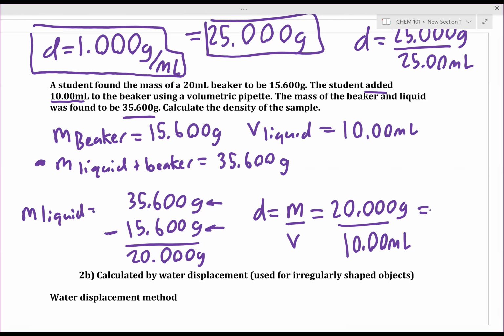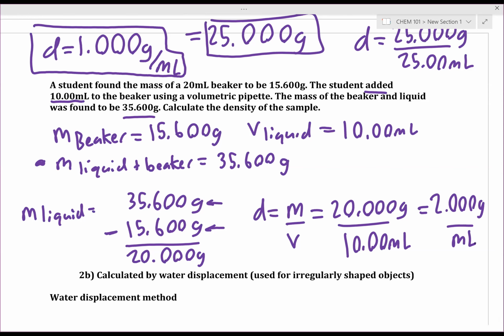And when you divide numbers, what do we care about? Sig figs. So this top number has how many sig figs? 5. The bottom number has how many sig figs? 4. So how many sig figs do we report? 4. Exactly. So that gives us 2.000 gram per milliliter. Does that make sense? Okay. I see a lot of error in density calculations. Mainly, students often use the mass of the liquid and beaker in the density calculation and end up with a very large number.